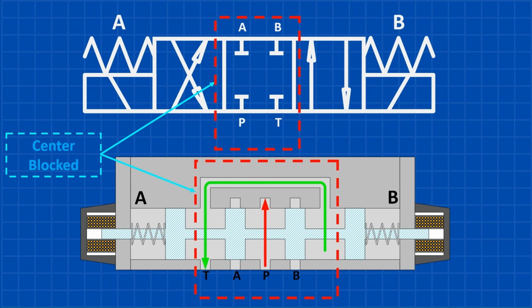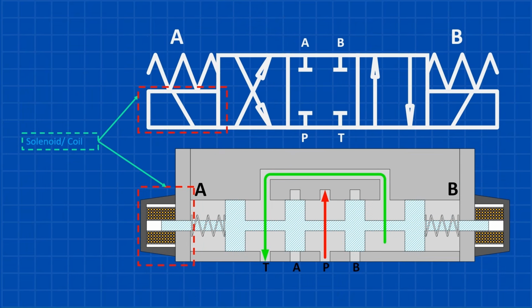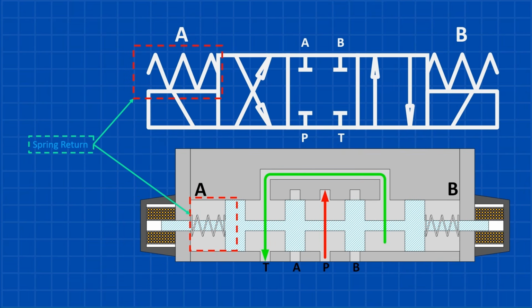The valve is also known as a center-blocked valve because when the spool is in the center position, it blocks all four ports. Additionally, this is a solenoid-operated valve because the spool shifts to positions A or B when a solenoid is energized. The valve uses springs to return the spool to its neutral center position.